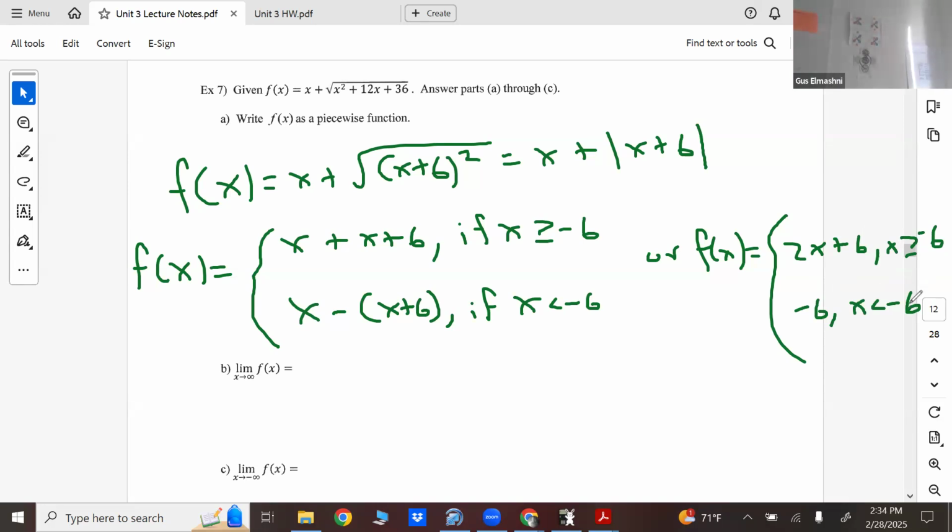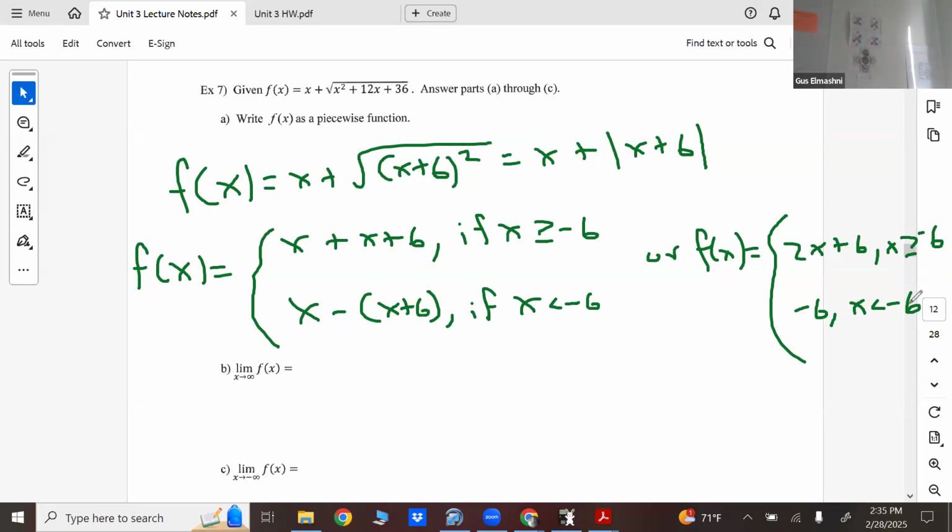So you should recognize that x squared plus 12x plus 36 is a perfect square trinomial, so (x plus 6) raised to the second power. Hopefully you guys can see that. Now, the part that may not be obvious: when you take the square root of a square, it actually leads to an absolute value. Some people think the square root of x squared is x, but that's not true. It has to be the absolute value of x. Very important.